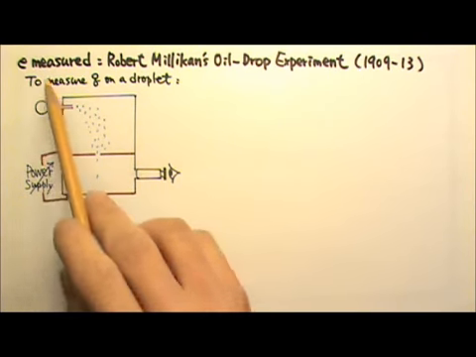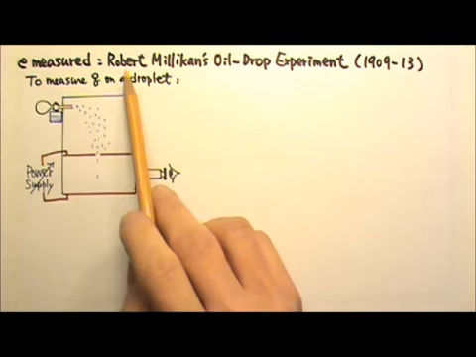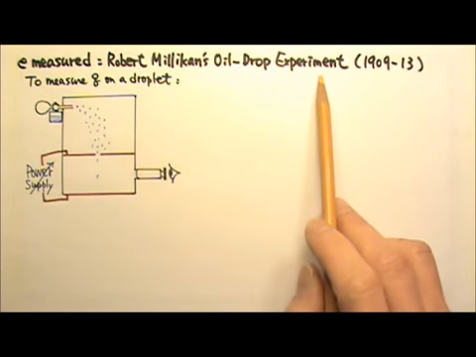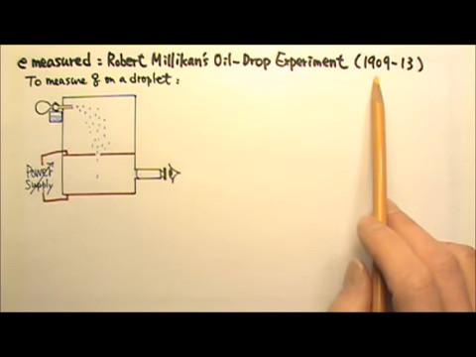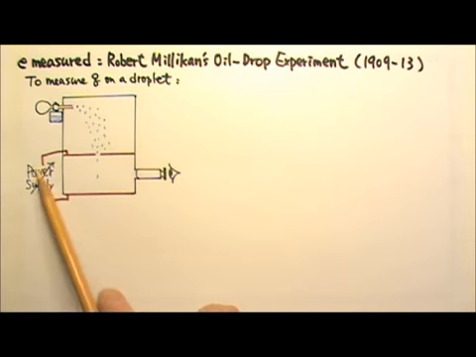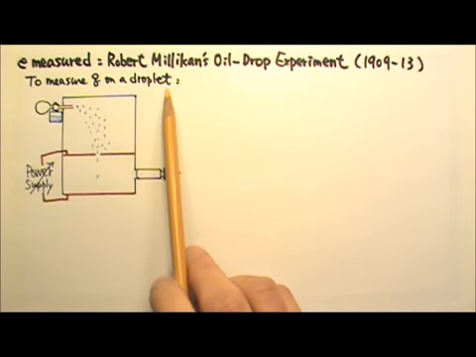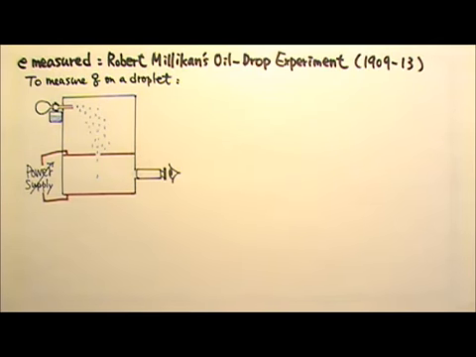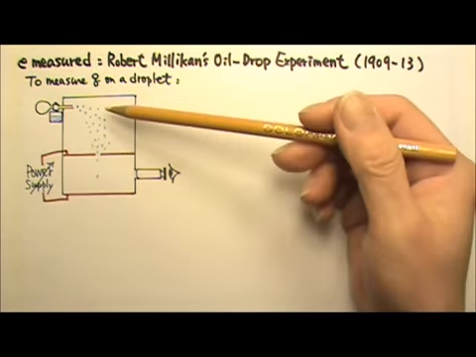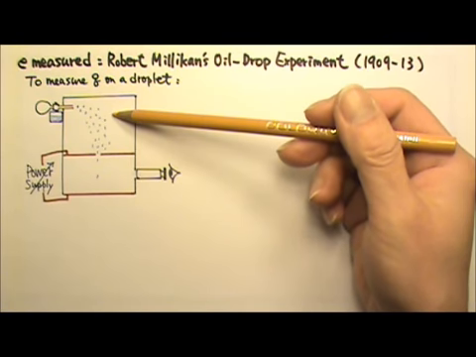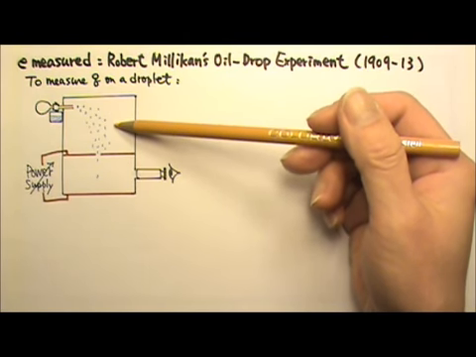The measurement of the elementary charge was done by Robert Millikan's oil drop experiment at the University of Chicago in 1909 to 1913. His apparatus used to measure the amount of charge an oil droplet carries is like this. Tiny oil droplets are sprayed into this chamber. Many of them become charged either positively or negatively in this process.